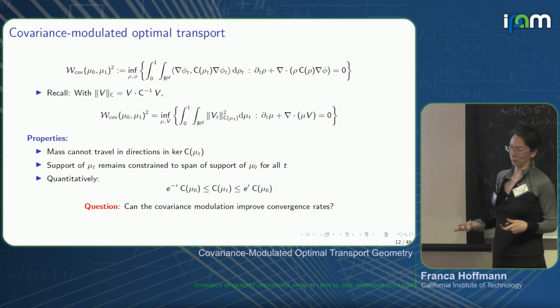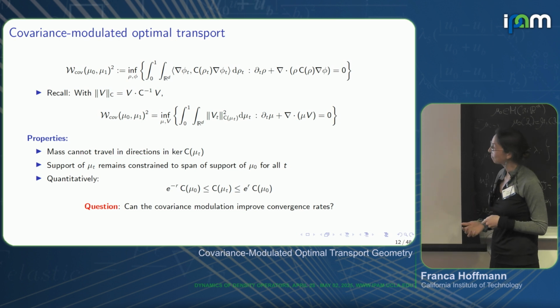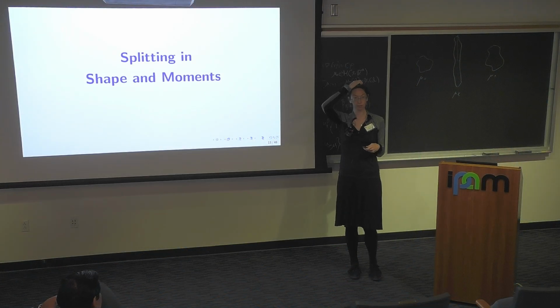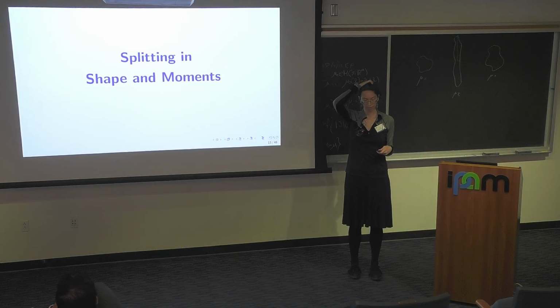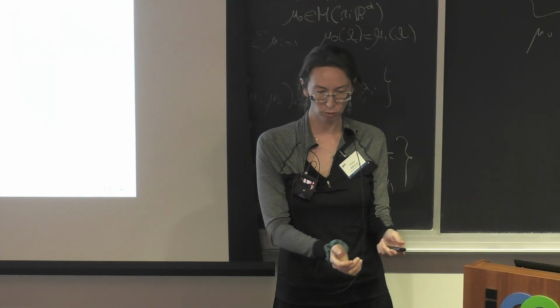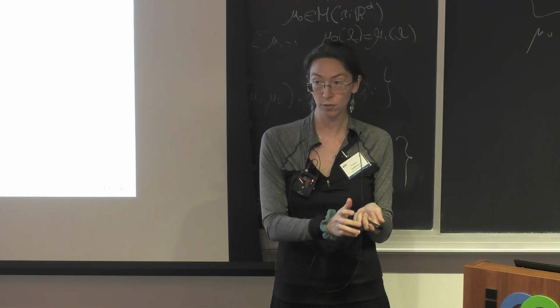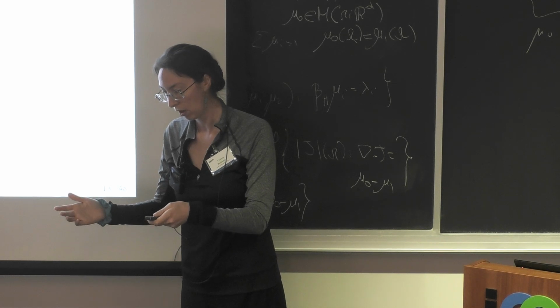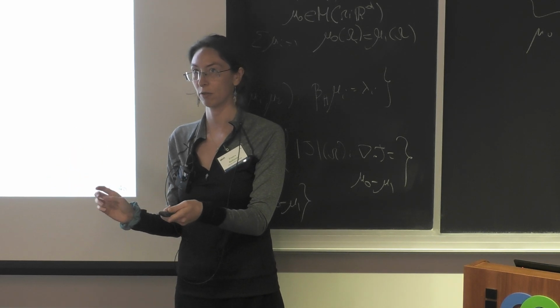So what about the convergence rate? There's a very interesting property of this metric that we saw, which is this splitting in shape and moments. So basically, instead of writing one minimization problem, you can write one problem where you just look at the difference in shape, so the profiles, and then plus another minimization problem where you just look at the difference of the moments.